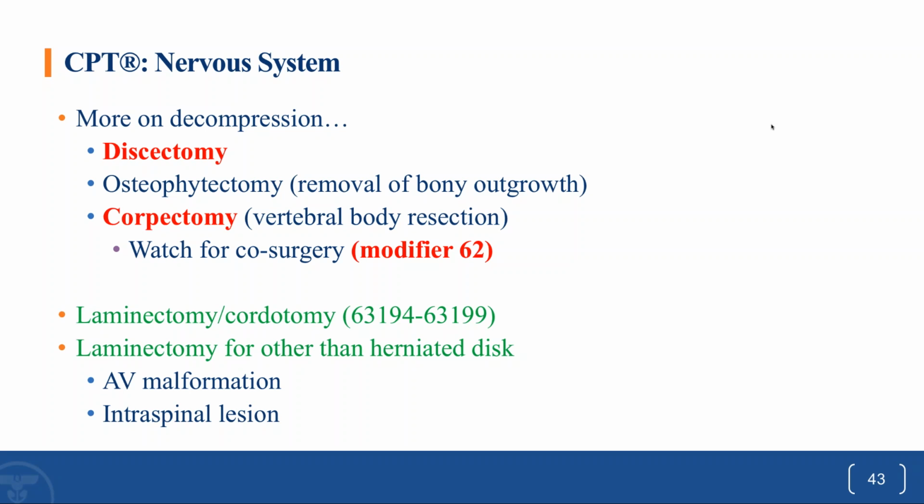And also modifier 66 may be something they would use with nervous system procedures. And modifier 66 is a surgical team. It's a surgical team. And also if this is being performed on a baby, like a newborn that's maybe less than 4 kilograms, they would use modifier 63.